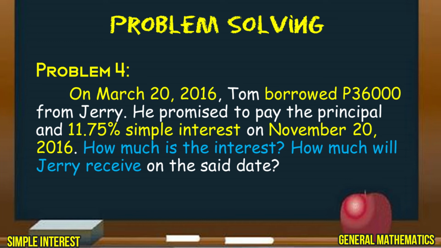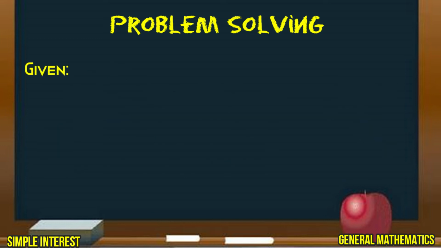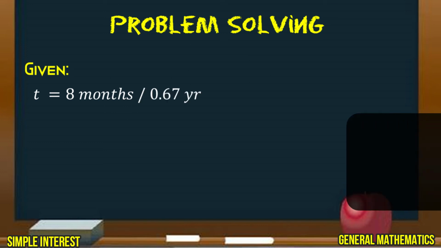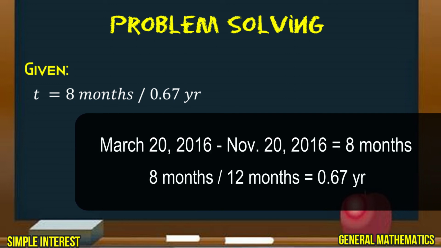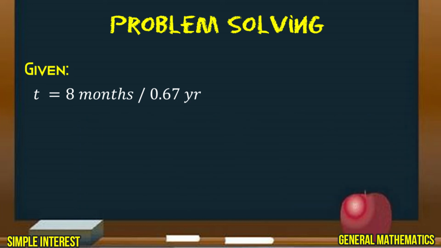In this case, we are going to solve for the interest and for the future value. Here are the given. T is equal to 8 months over 12, or 0.67 year. Take note, time must always be in years. So convert 8 months into years. Do it by dividing 8 months by 12 since there are 12 months in a year. That is why we acquired 0.67 year.